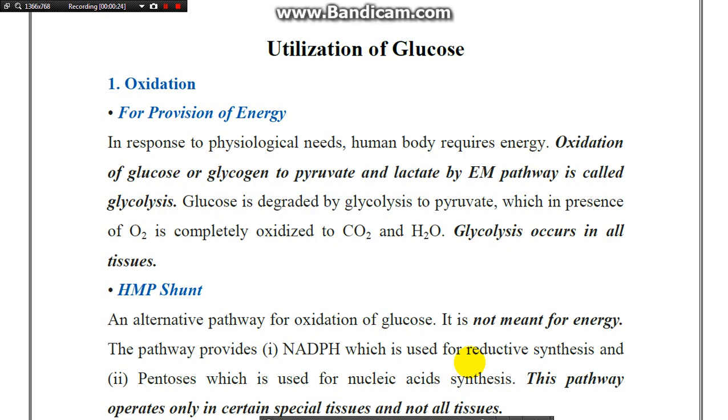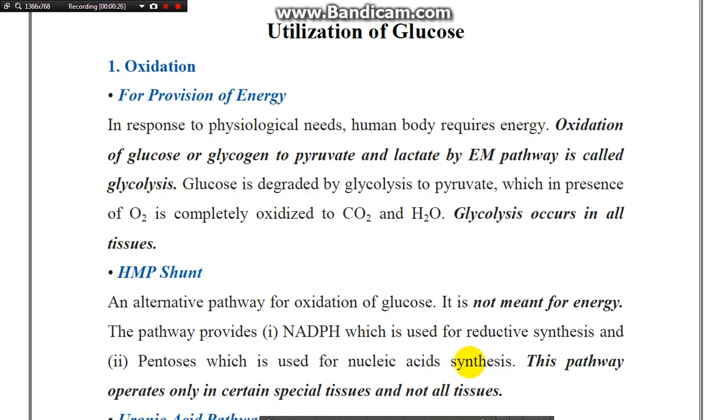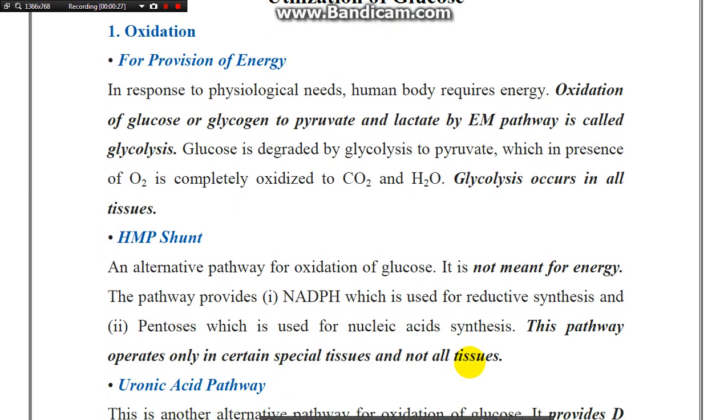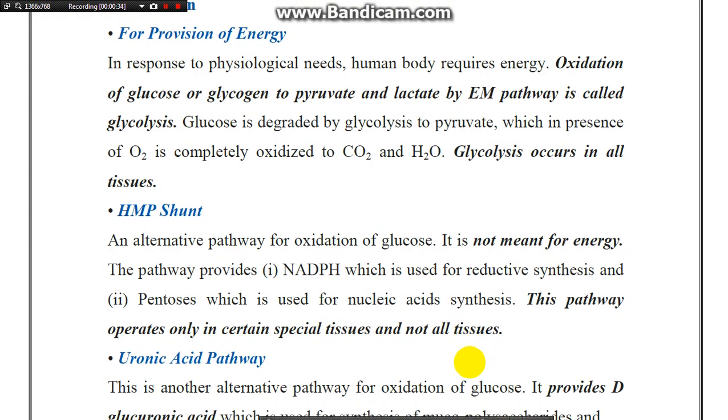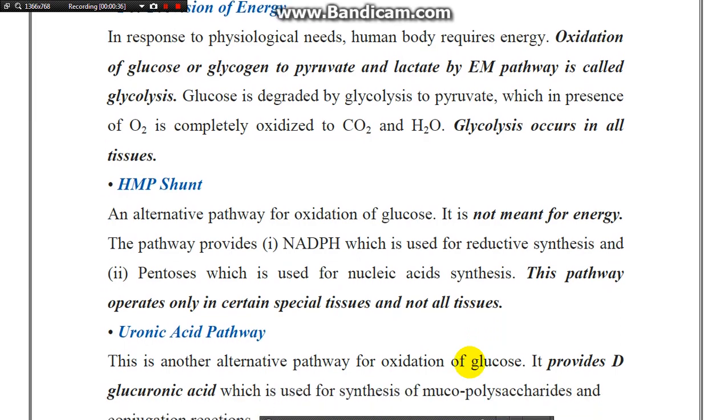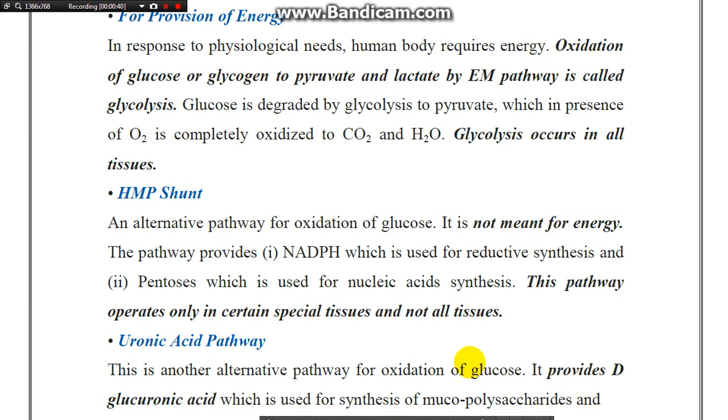Number one, for provision of energy, the hexose monophosphate shunt, and the uronic acid pathway. And we explained the first type, for provision of energy, and the second type in oxidation is the hexose monophosphate shunt.